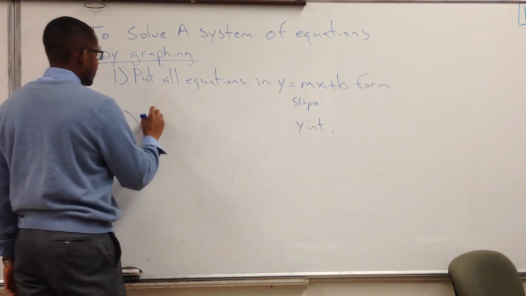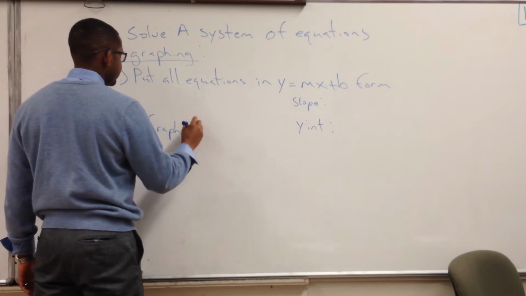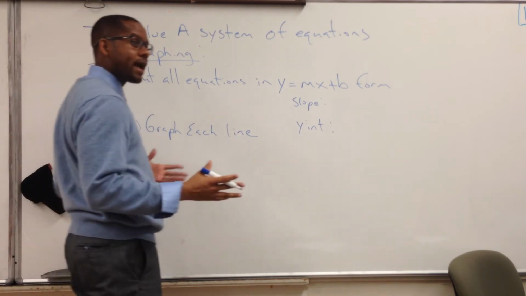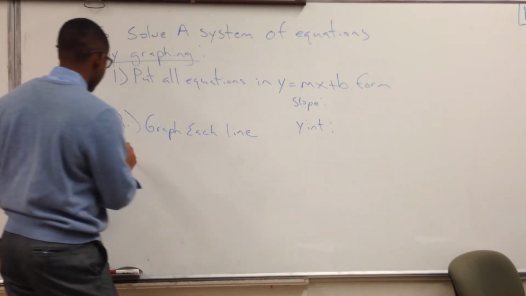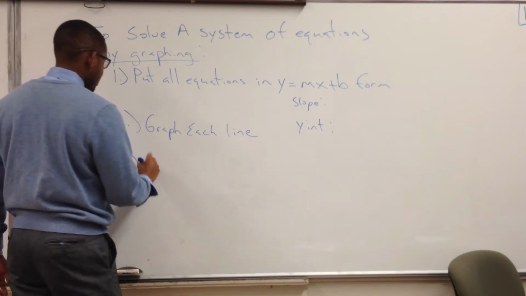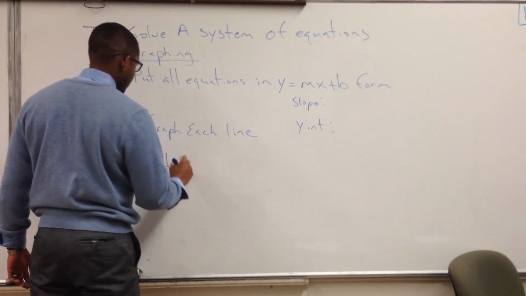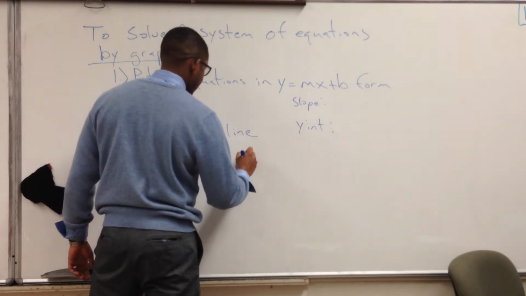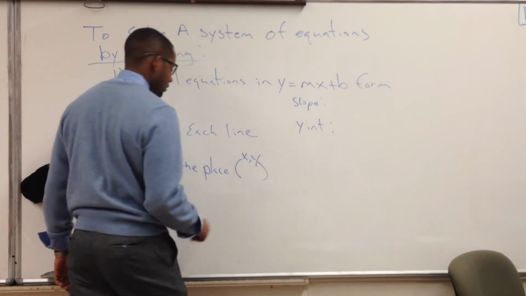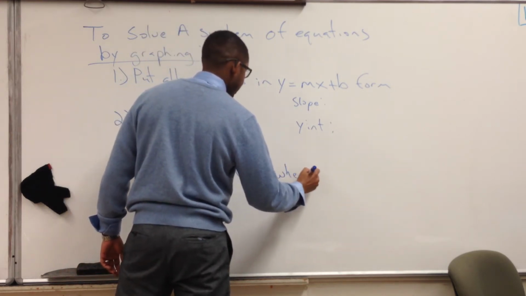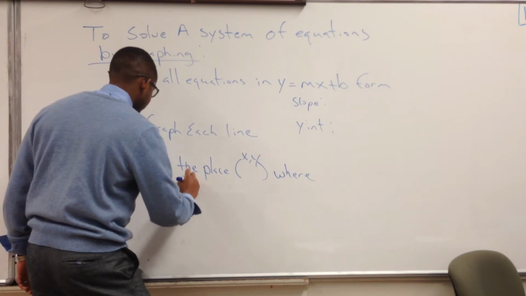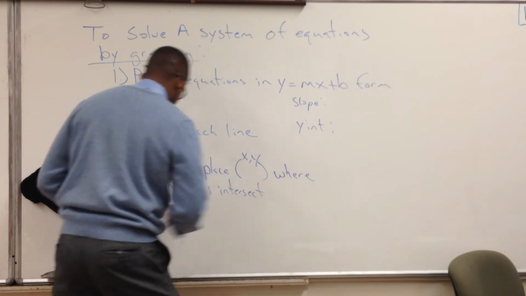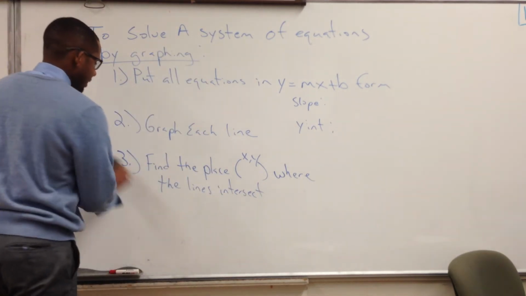Second thing you need to do is graph each line. Okay? Graph all the lines. Third thing you need to do is find the place, the x and y ordered pair where the lines intersect. Okay? Those are your basic steps.